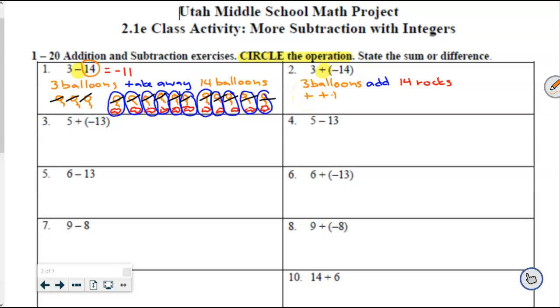Here's my 1, 2, 3 balloons, and I'm just adding. Do I need to worry about 0 pairs right now? No, because I'm not even taking anything away, so that's what's really nice. I'm just going to add 14 rocks. So there's my 3 balloons, adding 1, 2, 3.